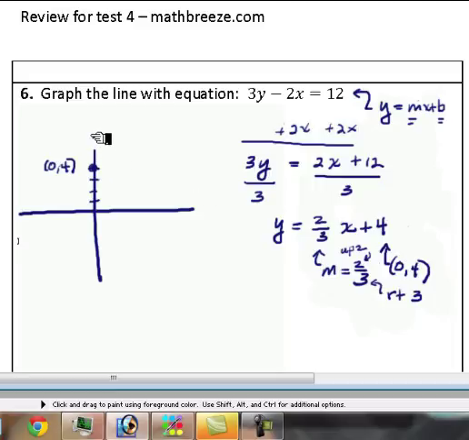So starting at (0, 4), we're going to count up 2, and then we're going to go right 3. And let's connect these 2 points. And that's our graph. This is the graph of 3y minus 2x is equal to 12.